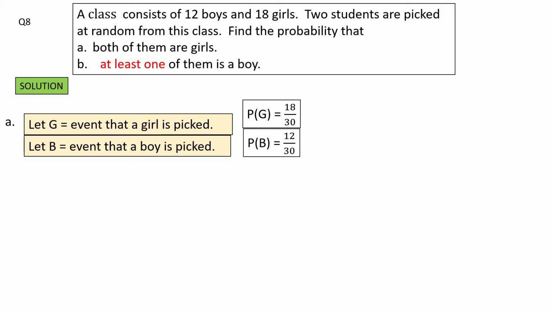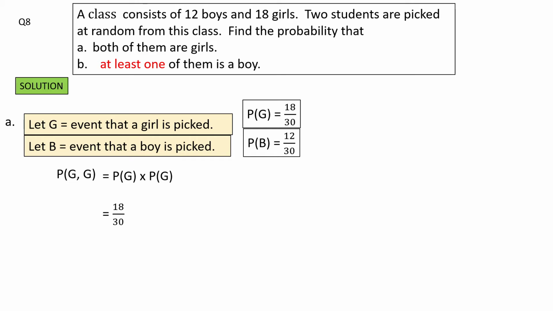So for the first question, you are asked to calculate the probability that both of them are girls. Here we have only one possible outcome, that is probability girl and girl. You can rewrite it as probability girl times probability girl. Remember, the word and can be replaced by times. So probability girl times probability girl.